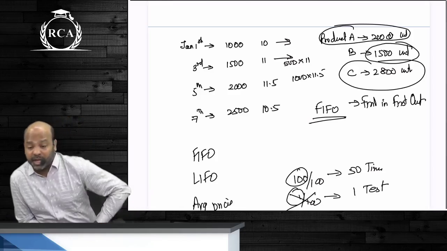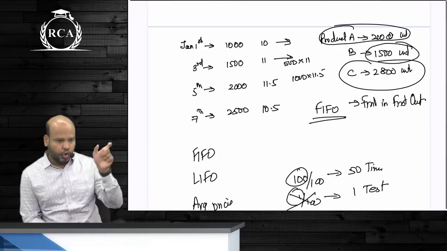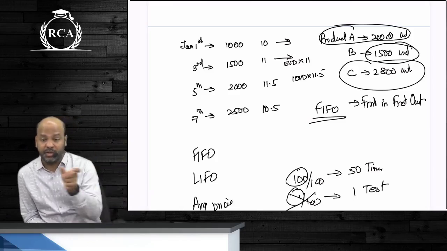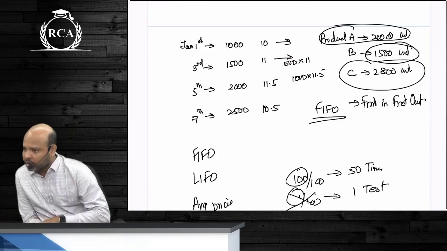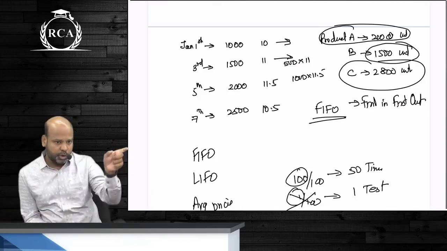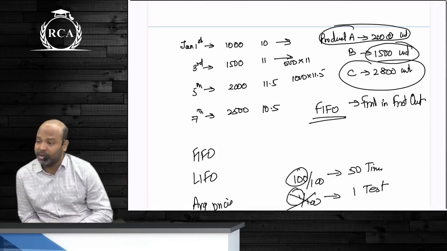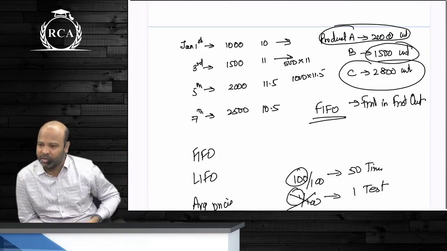Under the specific identification method, the cost of materials consumed is known because the materials have been purchased for a specific requirement only. The materials are not interchangeable. Whatever material you purchase will be used only for a specific product. This is usually done when you undertake customization orders.